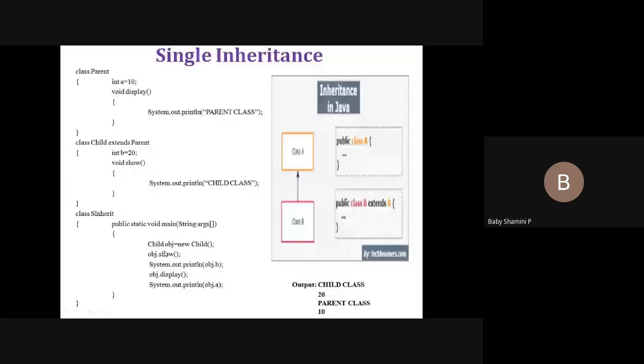I'm going to create only one object for the child class: Child obj equal to new Child(). From this obj object, I'm going to access the child class and parent class. That is obj.show, obj.display. obj.display is a parent class property. So through the child class object, I can access both the child and parent class. So let's move directly to a demonstration.